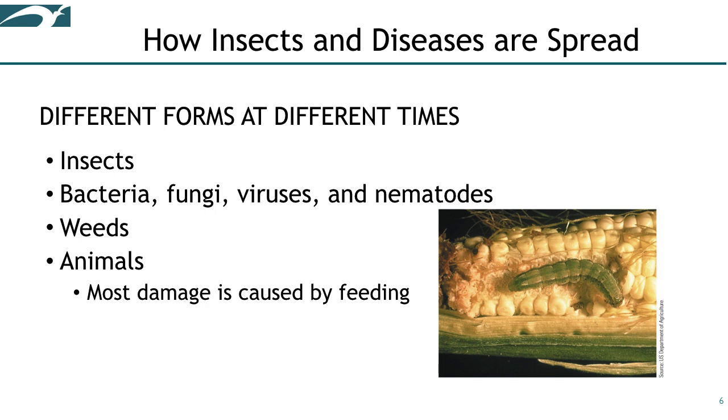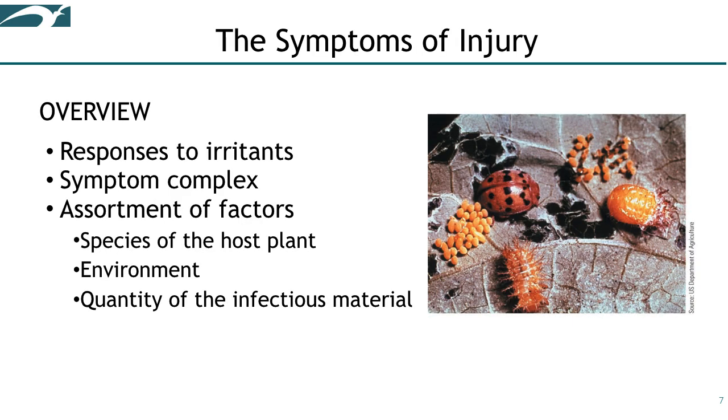Then you have the weeds. Then you have animals that do a lot of damage by eating your garden or your plants: deer, rabbits, and so forth. How do you respond to these irritants that come into your garden and eat away your plants?